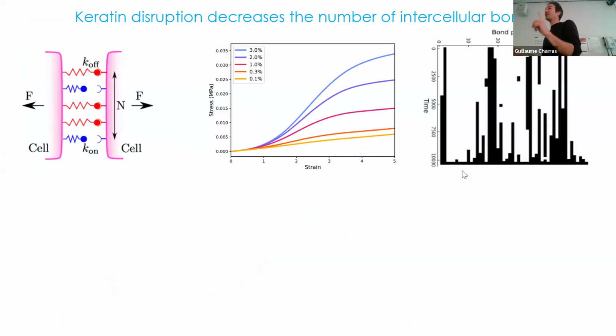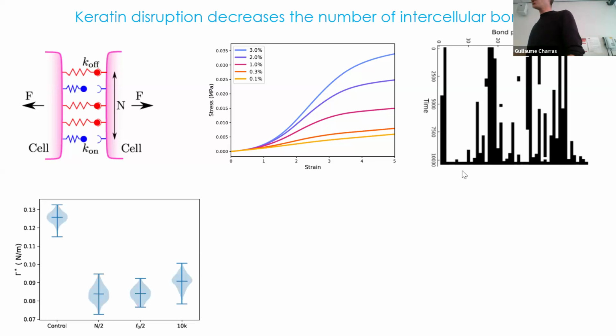There's a force dependency in the model, and then there's the number of bonds in there. And so if you change the number of bonds, or if you change the force dependency, you decrease the rupture stress. And so as a first step, what we did is we assumed that the rupture characteristics under force of desmosomal cohesion and ecohesion was the same. And we assumed that only the number of bonds could change.